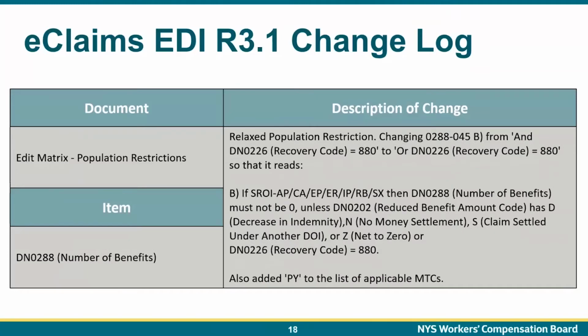And then eClaims change log number 55 is also on number of benefits, and we relaxed the population restriction. Also on the recovery code, changing it from AND to OR, and this one is for the AP, CA, EPER, IP, RB, and SX. Again, trying to make sure that you won't have to send us a benefit segment if it's net to zero.